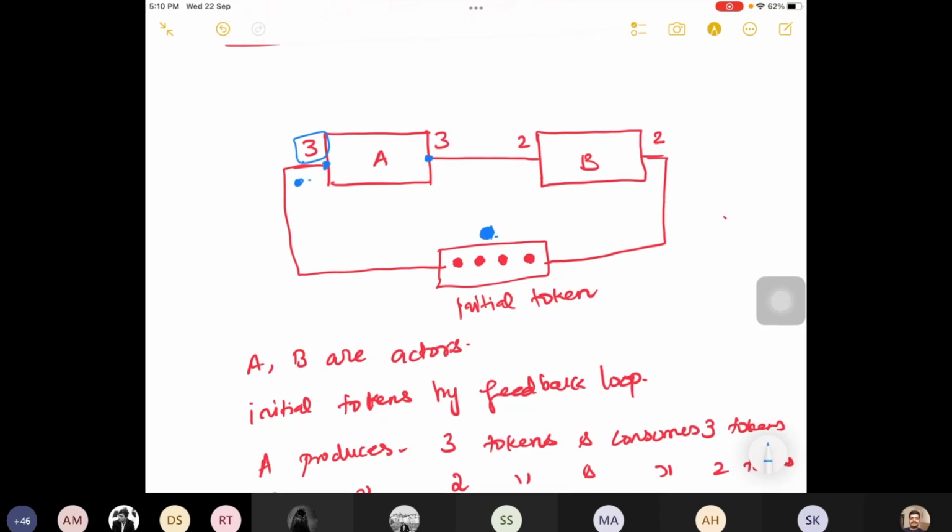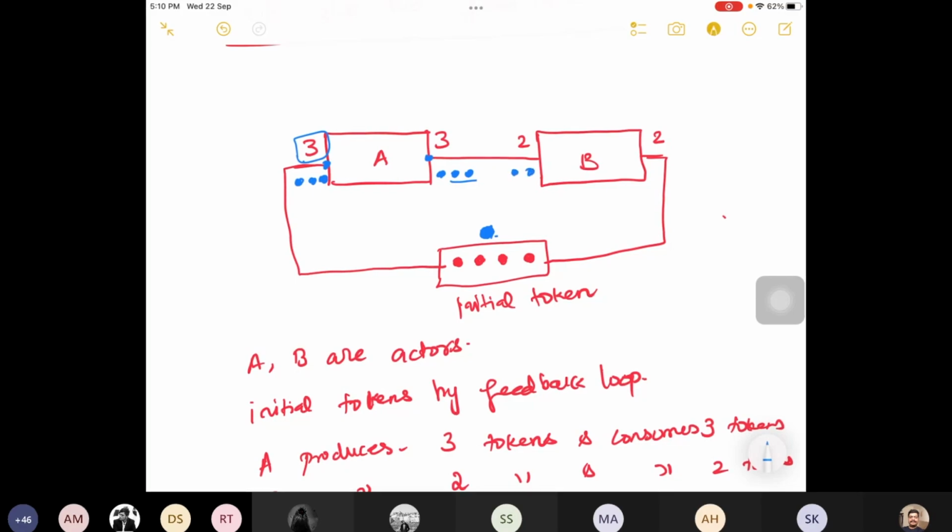So the 3 tokens are here, 1, 2, 3. So 3 will be generated here. And B needs only 2 tokens to consume. So the 2 tokens will be consumed here. So then 1 token will be left in the buffer.